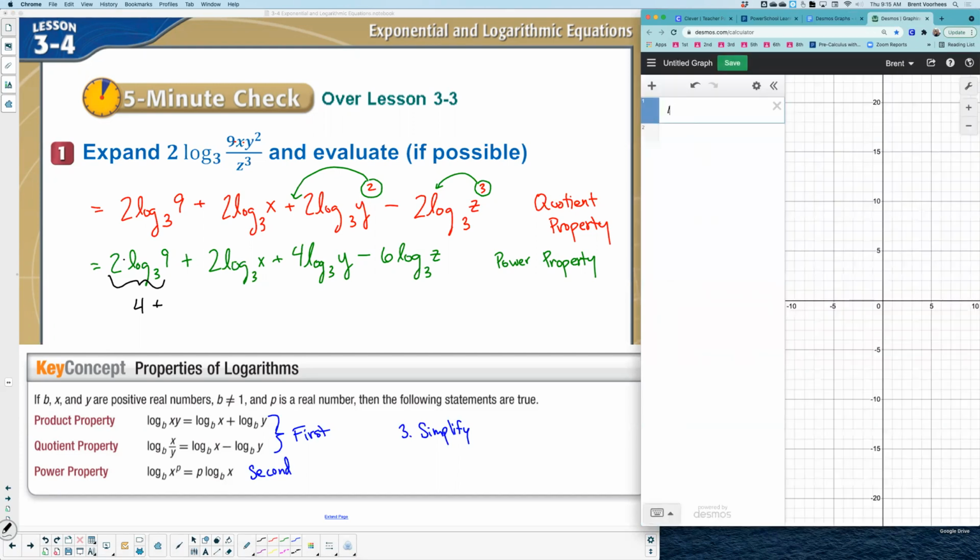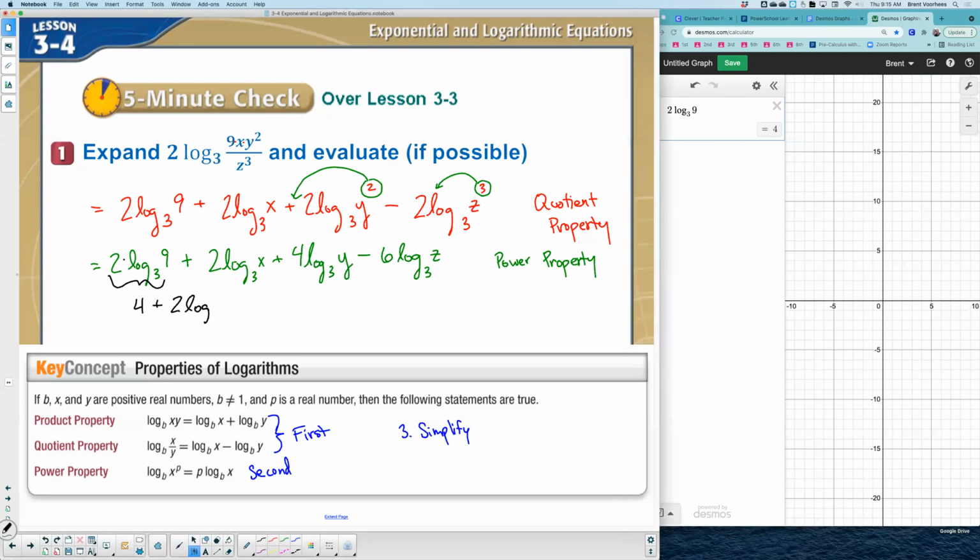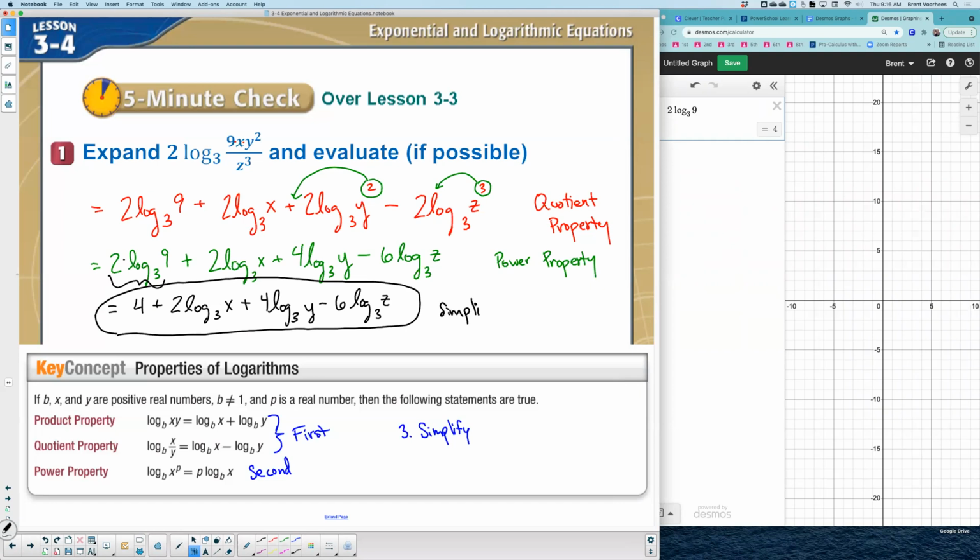So we're guessing 2 log. I'm going to do shift minus to get the base of 3. Base 3 of 9 equals 4. So we did do that correctly. And then continuing on over here, we have 2 log base 3 of x plus 4 log base 3 of y, and finally minus 6 log base 3 of z. That would be my solution right there after simplifying. So that's what I did right in that last step. I just simplified.